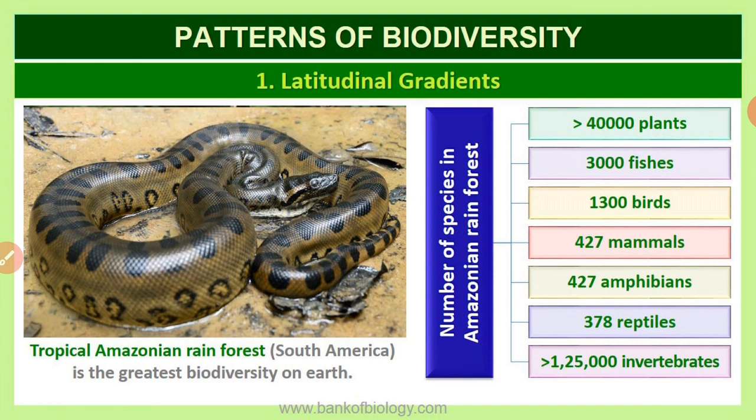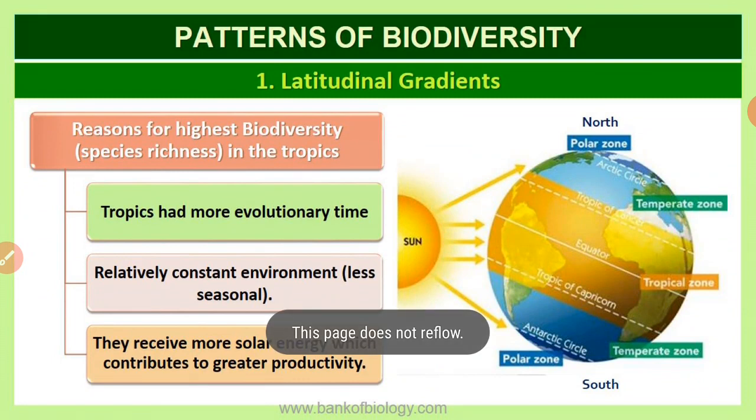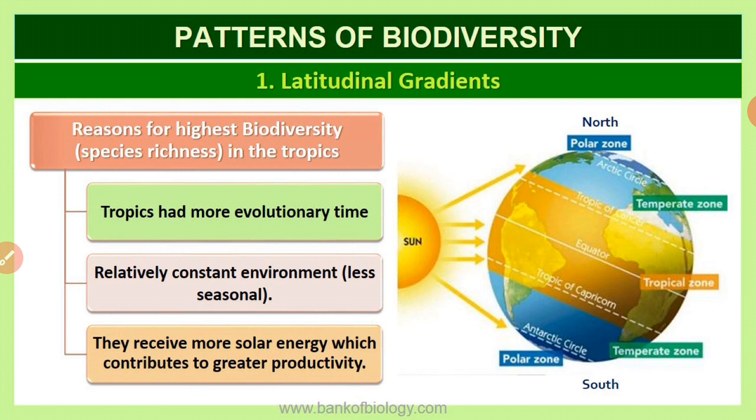That is 40,000 plants, 3,000 fishes, 1,300 birds, mammals, amphibians, reptiles, invertebrates, etc. So here are the figures they have shown you. Then here, the reasons why the tropical region contains more species diversity as compared to the temperate.